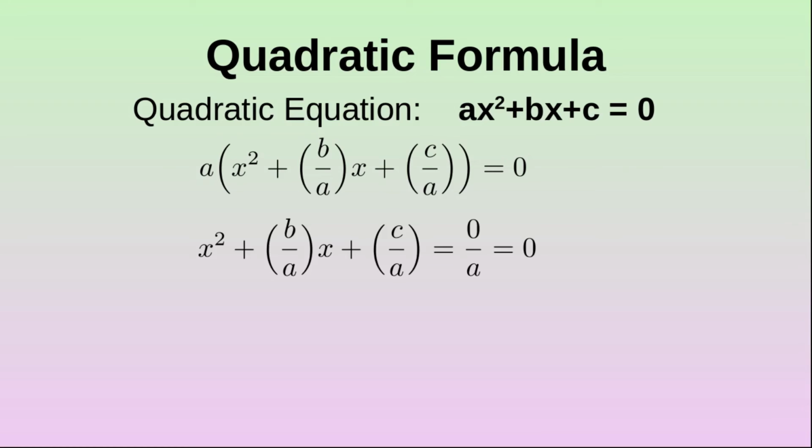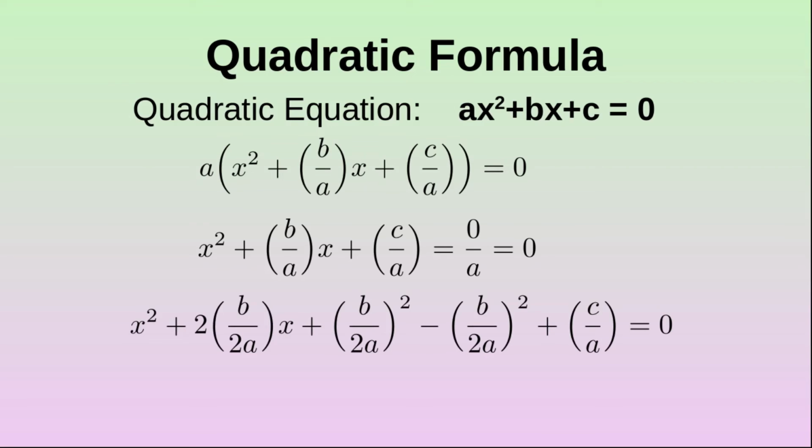Now we can write this as follows, that is we are basically putting a in the denominator, as this is a quadratic equation, so a is not equal to 0, so there is no question of getting undefined on the right hand side. Now we can further write this equation as follows, that is x² + 2·(b/2a)·x. This is basically the same as (b/a)x, and then we are adding in a term, that is (b/2a)² − (b/2a)². That is basically we are adding and subtracting the same term, so basically we are adding in nothing but 0, and then again we are having + c/a = 0.